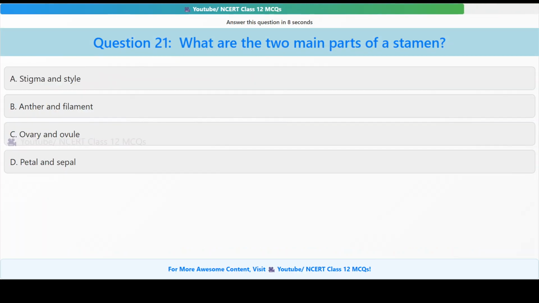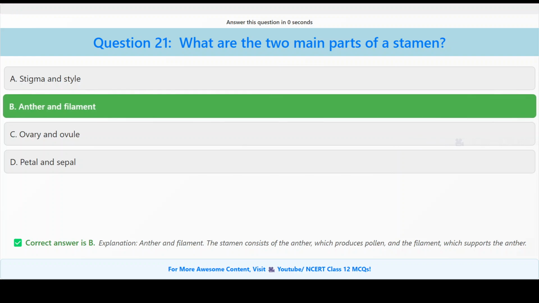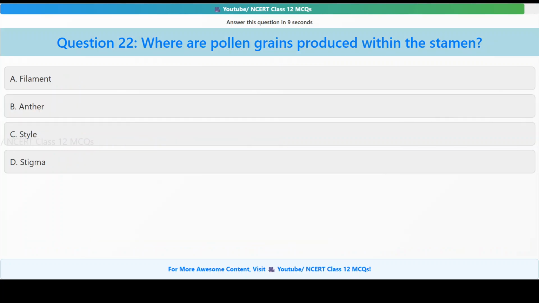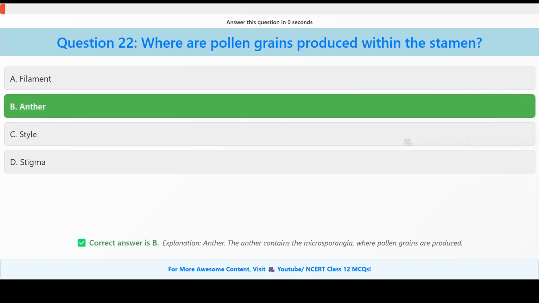Question 21. What are the two main parts of a stamen? Anther and filament. The stamen consists of the anther, which produces pollen, and the filament, which supports the anther. Question 22. Where are pollen grains produced within the stamen? Anther. The anther contains the microsporangia, where pollen grains are produced.